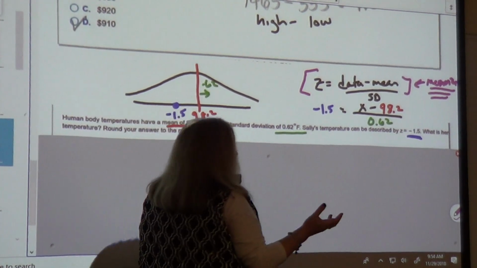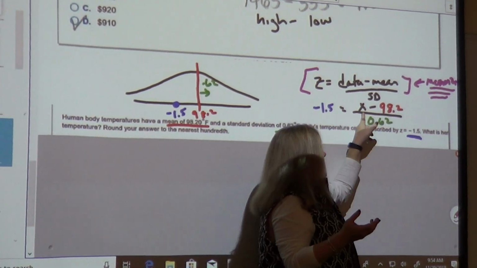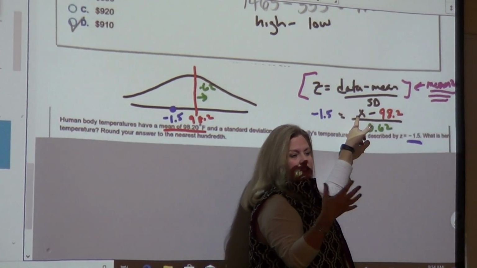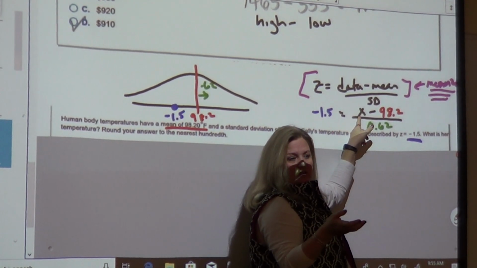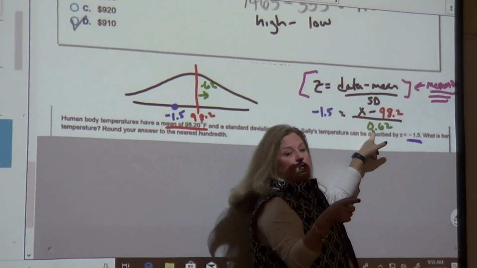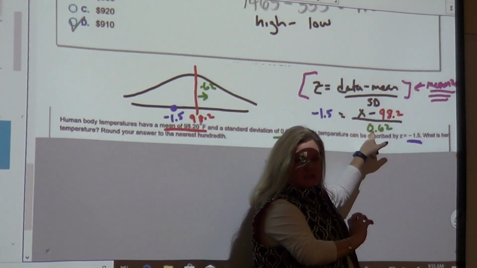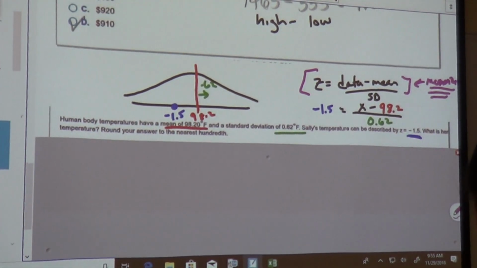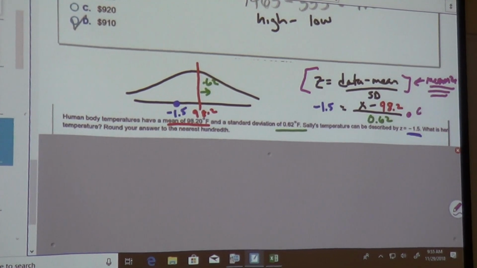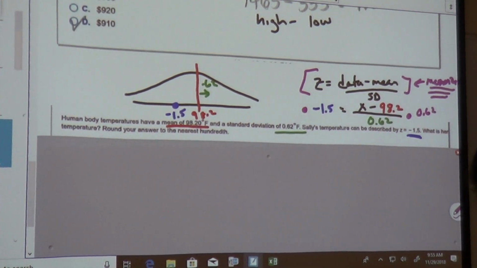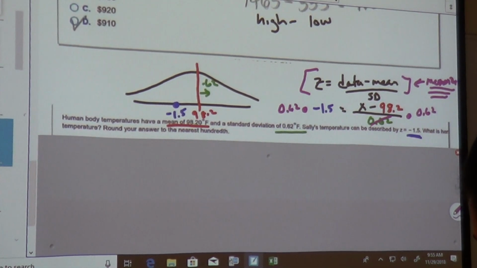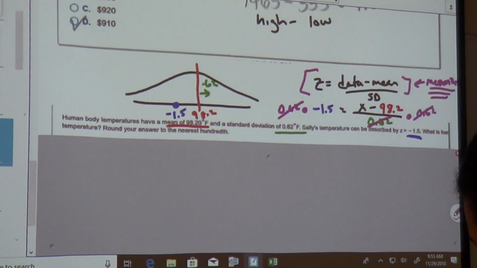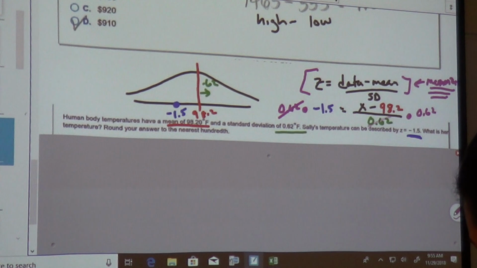So now we've got to do a little algebra. We've got to figure out how to get x by itself. So what do I need to do to both sides to start getting x by itself? Multiply by 0.62. We've got to get rid of that hussy downstairs. Okay? So I am going to multiply by 0.62, multiply by 0.62. That gets rid of that little hussy downstairs.